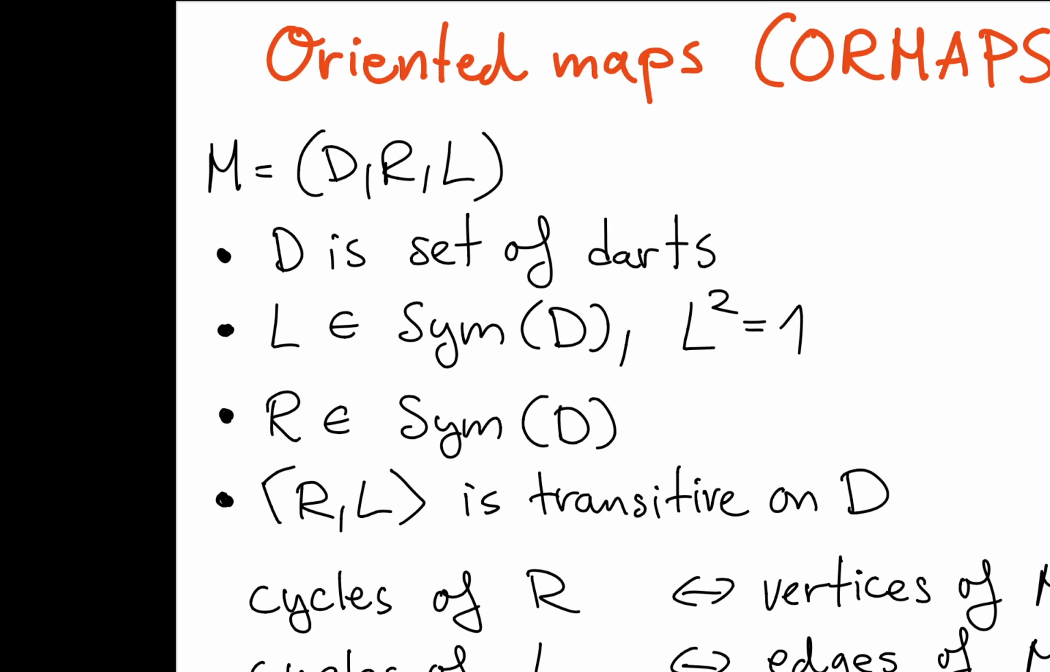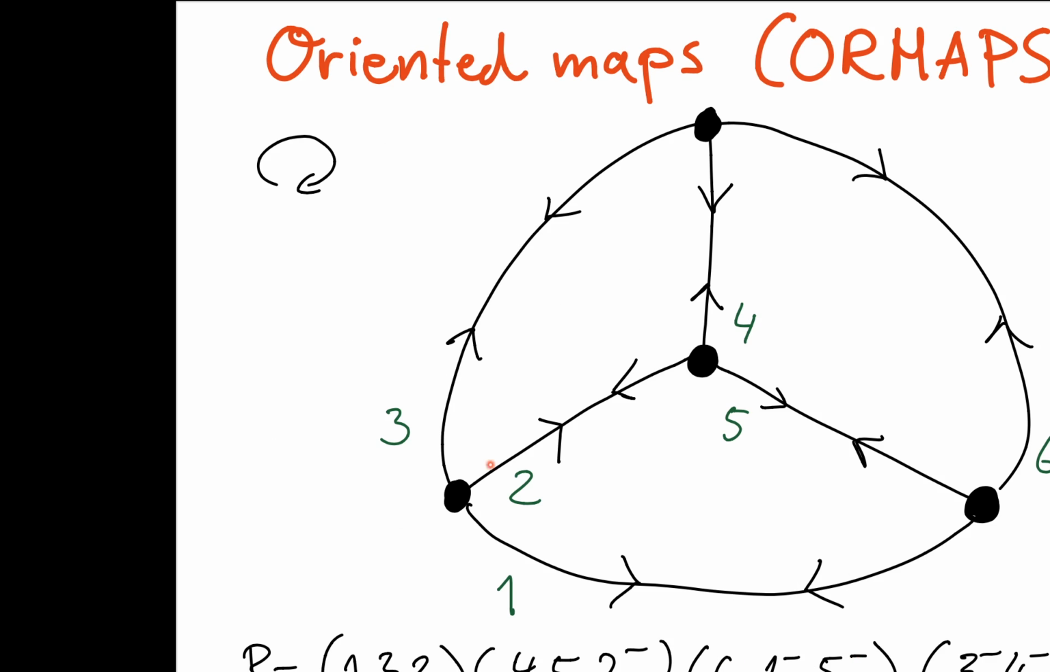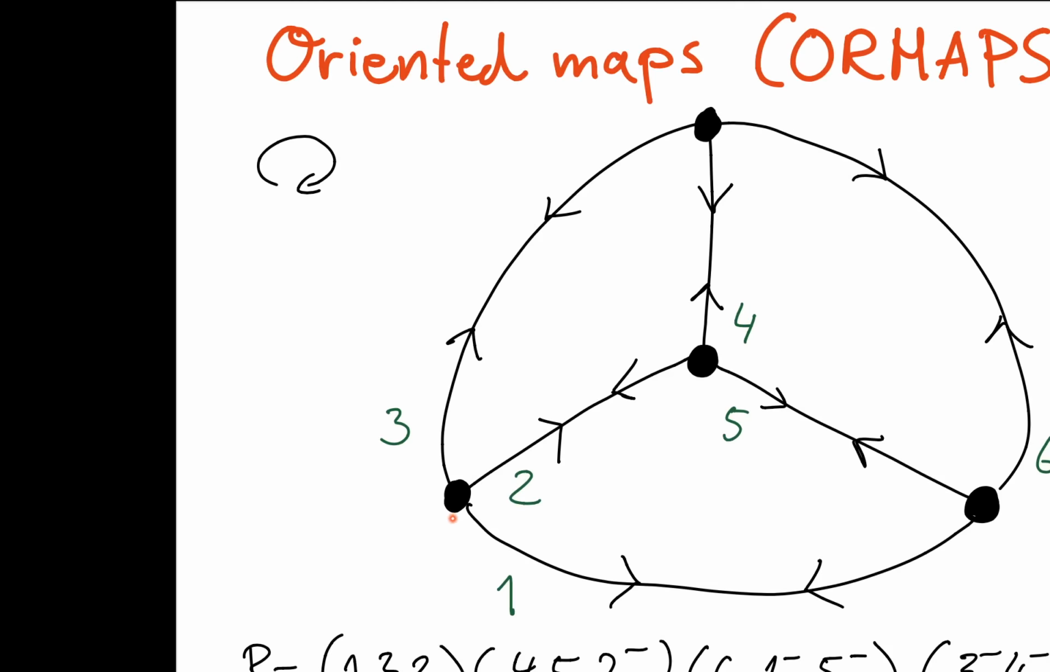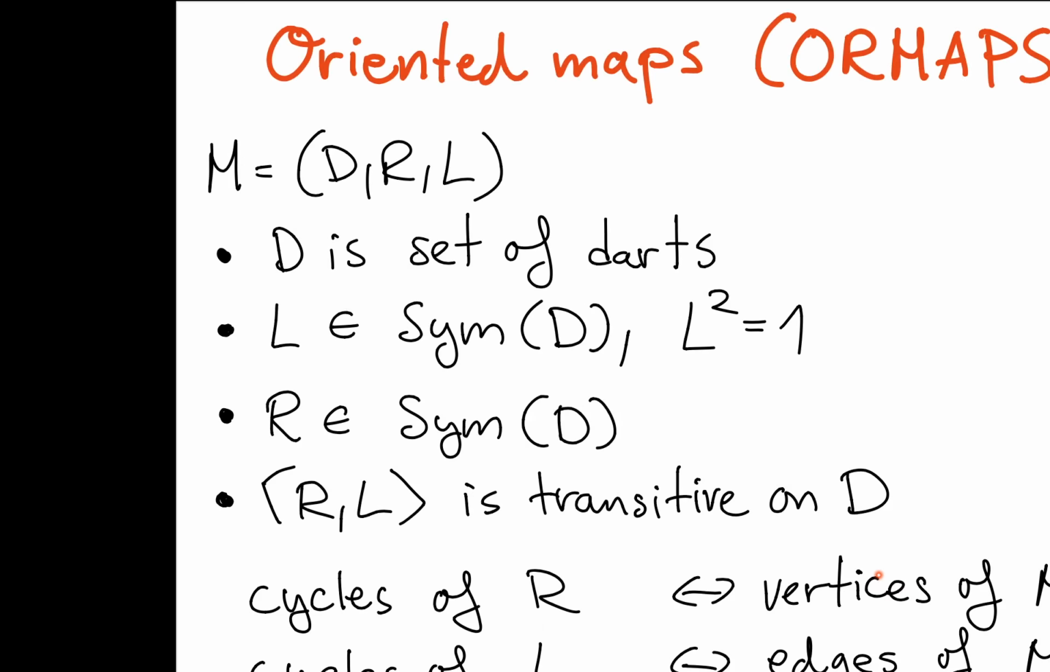The cycles of L correspond to the edges. So the edges are paired, the cycles are of length 2, and this corresponds to the edges. And the cycles of R composed with L correspond to the faces of M. So you can easily check that if you write out the cycles of R composed with L, this will be exactly the faces of the map.